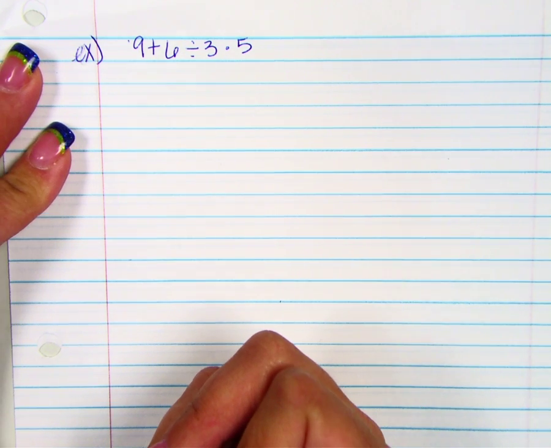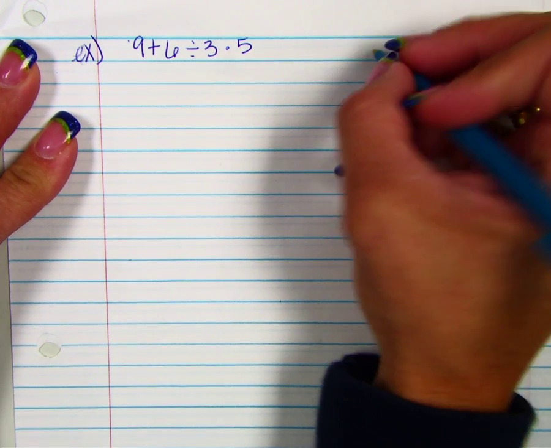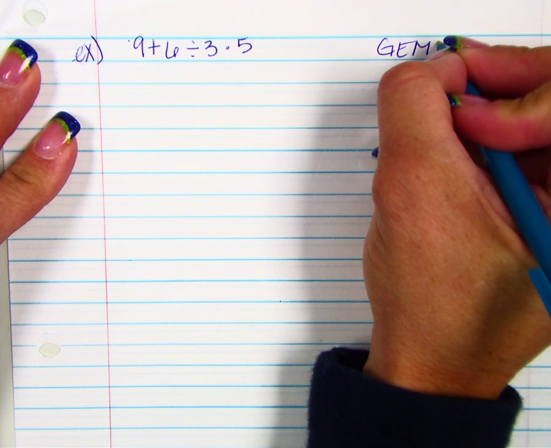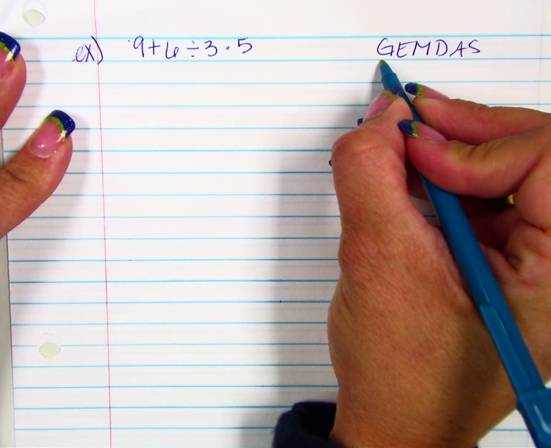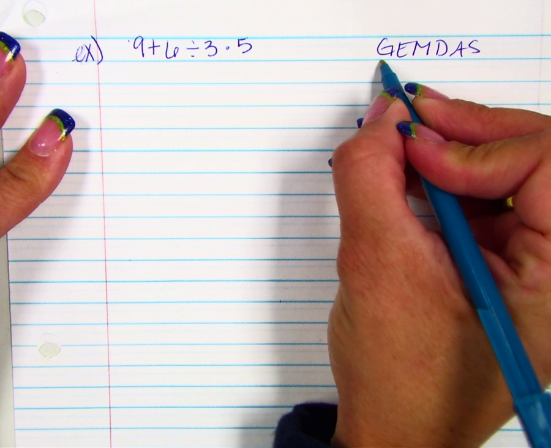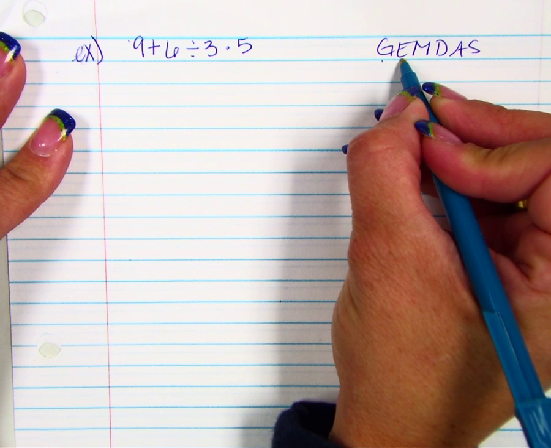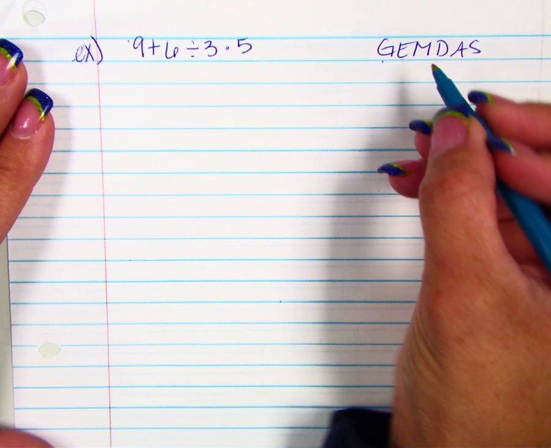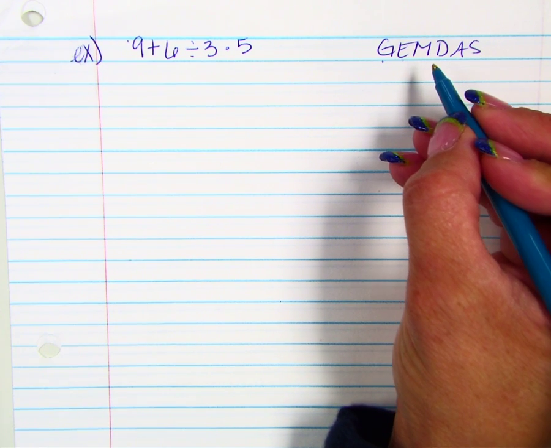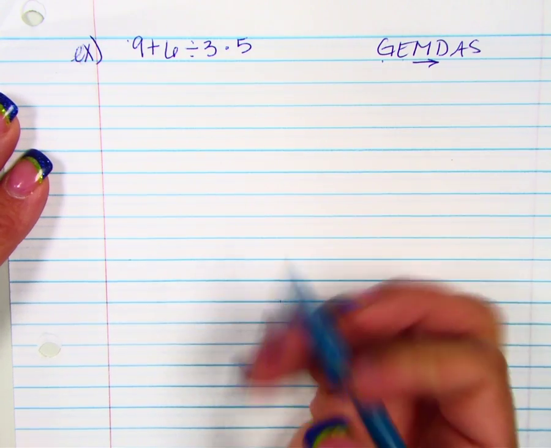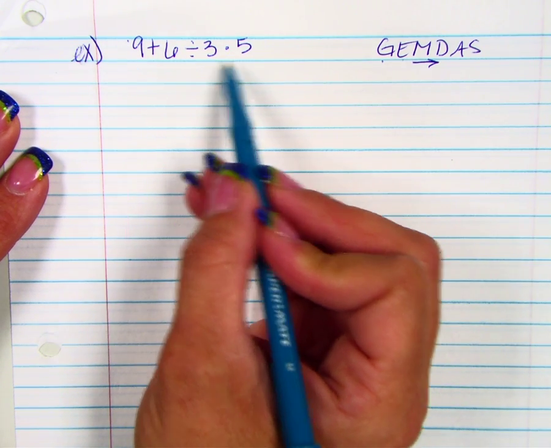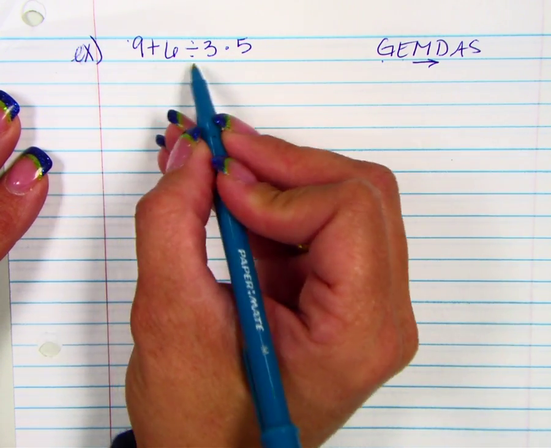So in order to solve this, we have to remember that GEMDAS says, do your grouping symbols first. Well, we don't have any grouping symbols. So then it says, do your exponents. We don't have any exponents. So it says, do your multiplication and division in a left to right fashion. Well, I do have multiplication and I do have division. And in this case, division comes first.